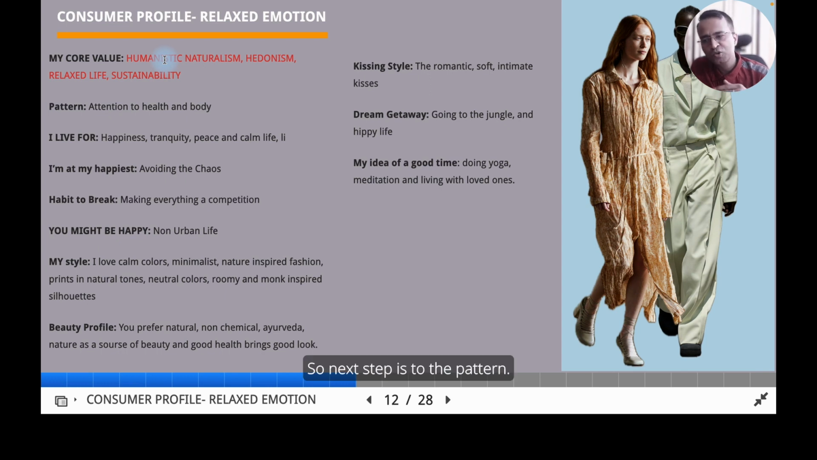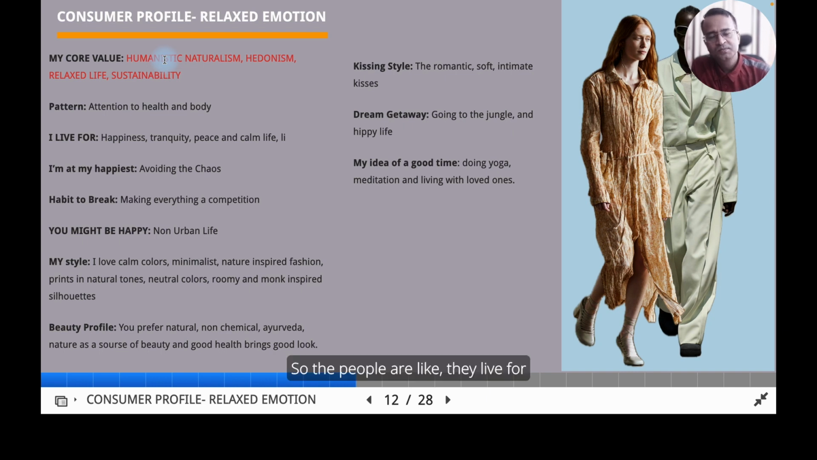The next step is the pattern. The pattern is attention to health and body. When we talk about attention to health and body, these people give attention to their brain, their mind, and their body. They want healthy living. They want to avoid chaotic situations. So how can you identify these people? Through their attention to health and body. Then you need to ask your friend the question: what do they live for? What is the reason for living?